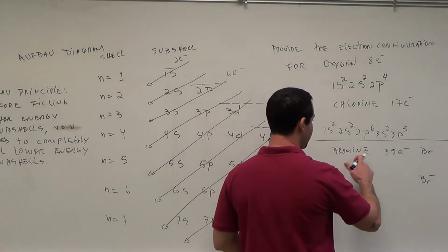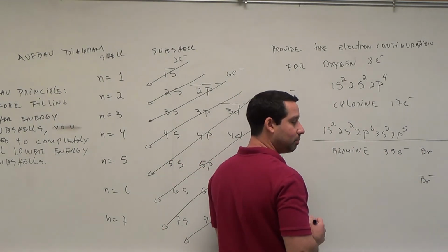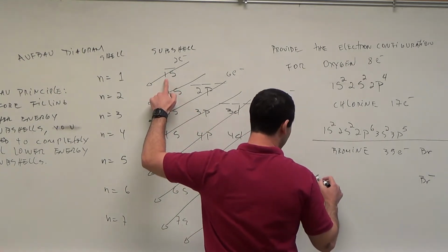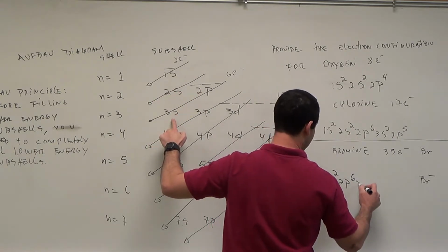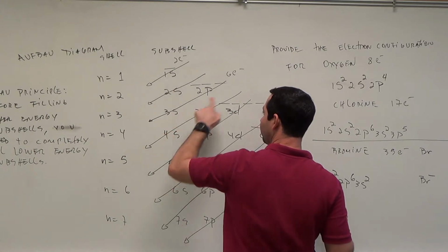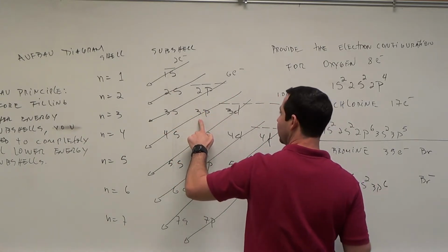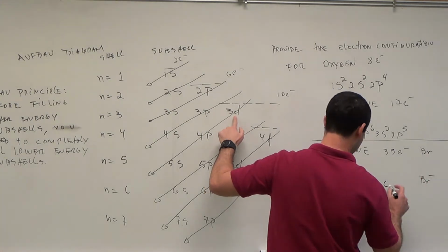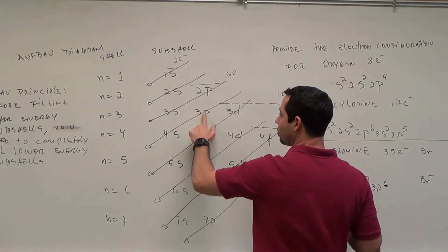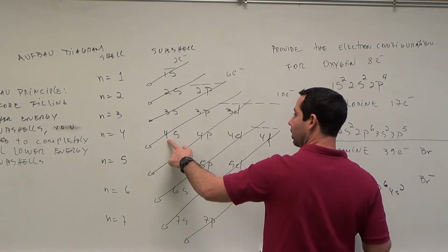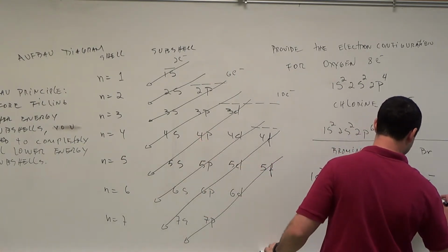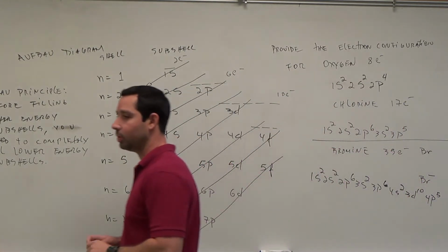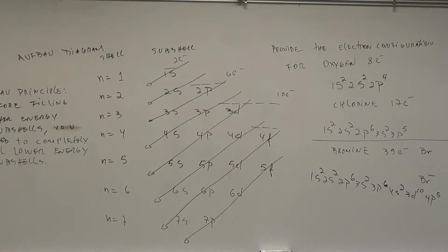Okay, so let's do this one, just neutral Br. Tell me, begins on 1s2, 2s2, 2p6, 3s2, and then 3p6, and then 4s2, then 3d10, 4p5. Yes. Okay, how nice is that? Beautiful, outstanding. He knows it, it's outstanding.